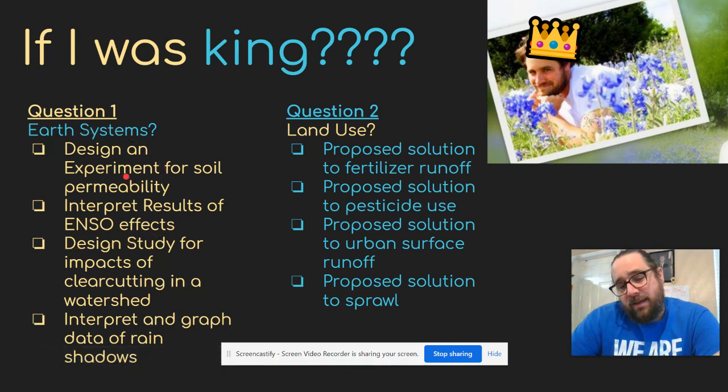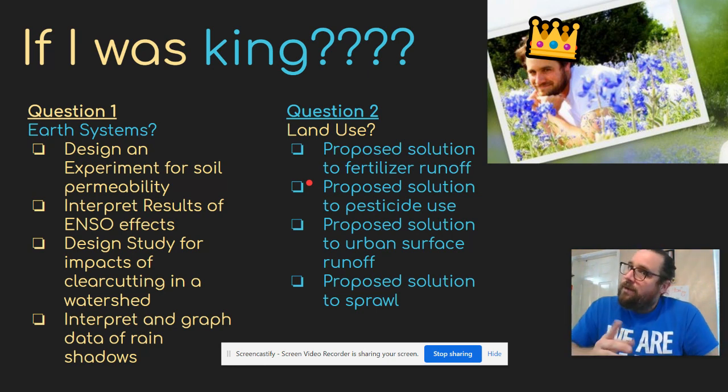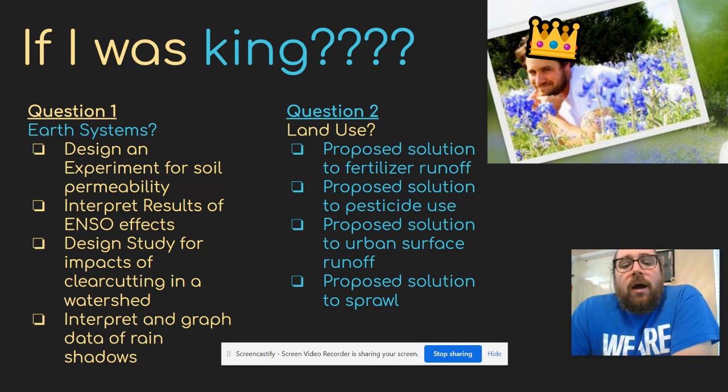So that's the designing an experiment question one. Maybe question two is on land use. Land use is a really good one. You can incorporate like a whole bunch of different topics. So maybe propose a solution for fertilizer runoff. Maybe propose a solution to pesticide use, the pesticide treadmill. So I use IPM, integrated pest management.